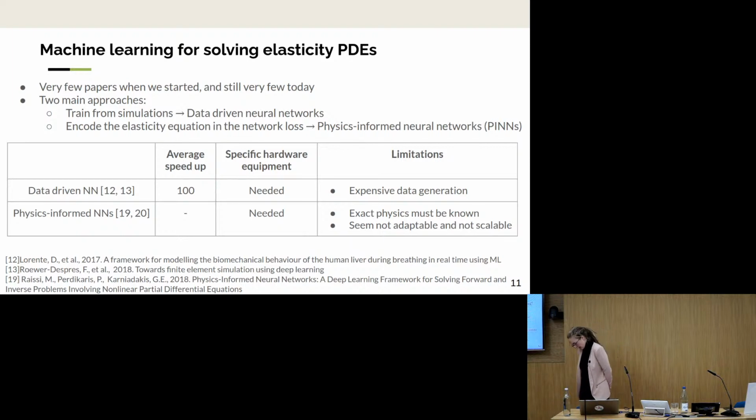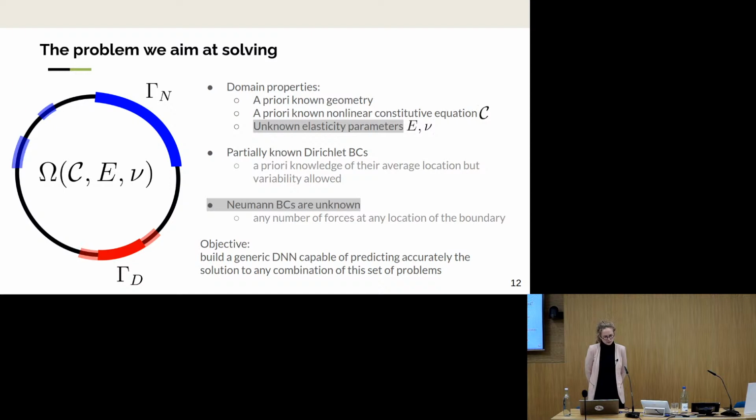So let me introduce the problem we aim at solving. Assume we are given a domain omega whose geometry is known. It can be the surface of an organ, for instance. We also have a priori knowledge on the constitutive equation of the object, but we do not know the elasticity parameters. Also, the Dirichlet boundary conditions are known on average, but on the contrary, Neumann boundary conditions are not known in advance, meaning that we don't know how many forces will be applied, and we also don't know their location.